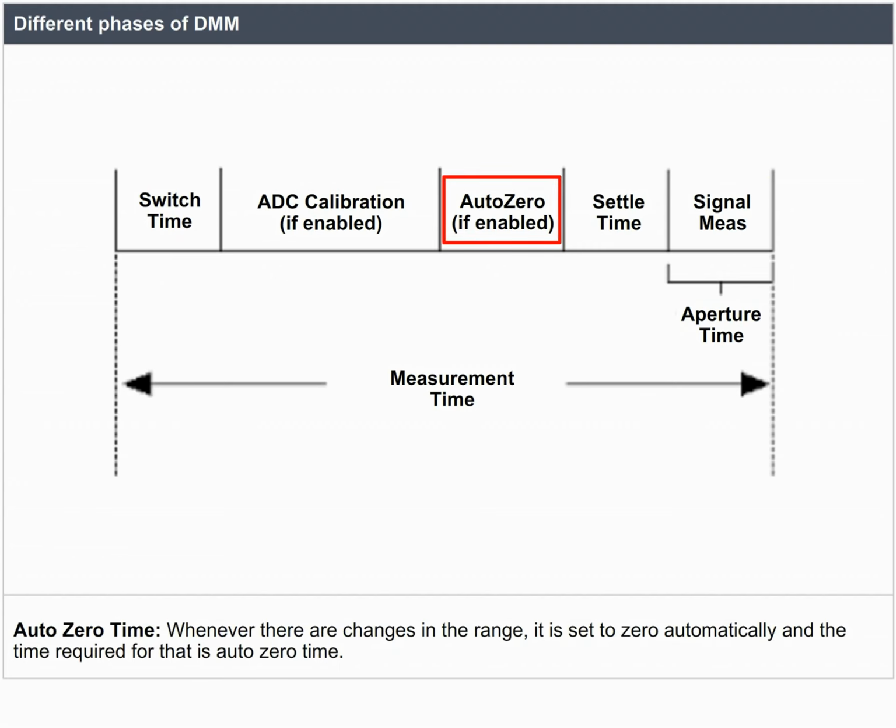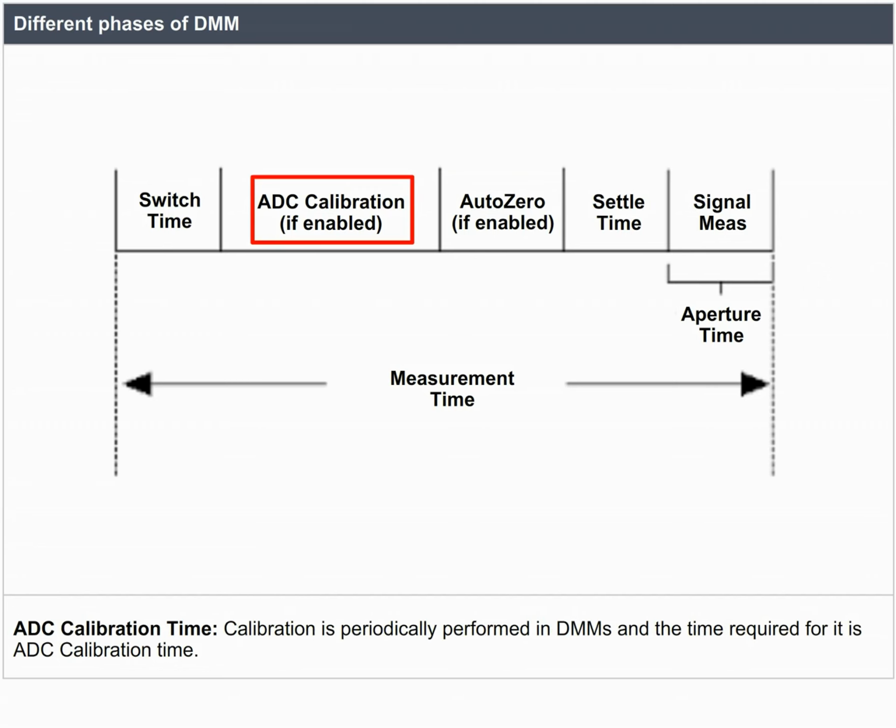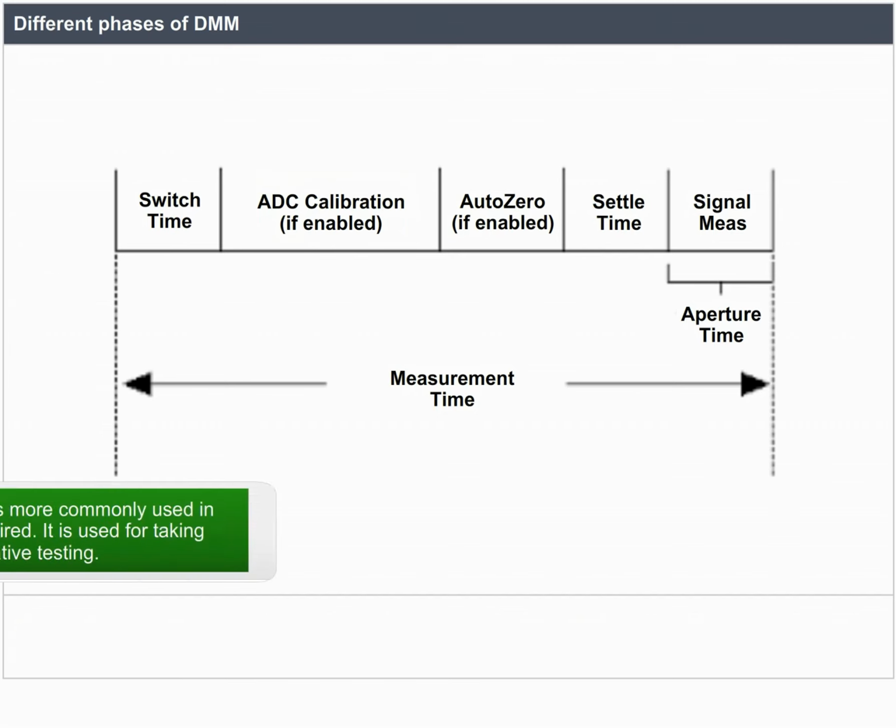Auto zero time. Whenever there are changes in the range, it is set to 0 automatically, and the time required for that is auto zero time. ADC calibration time. Calibration is periodically performed in DMMs, and the time required for it is ADC calibration time.